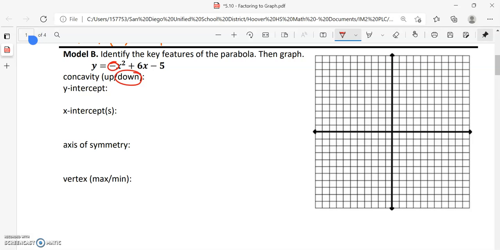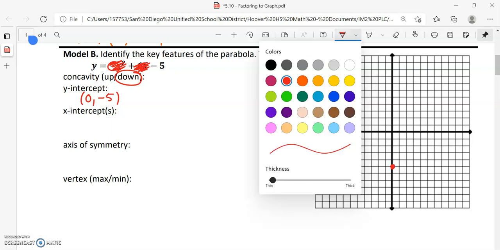Okay. Before we get to the factoring, let's look at our y-intercept. Remember, if this disappears and that disappears, what's left over? Simply -5. So our y-intercept is 0, -5. Let's go plot that. 1, 2, 3, 4, 5. All right, now let's go into factoring.